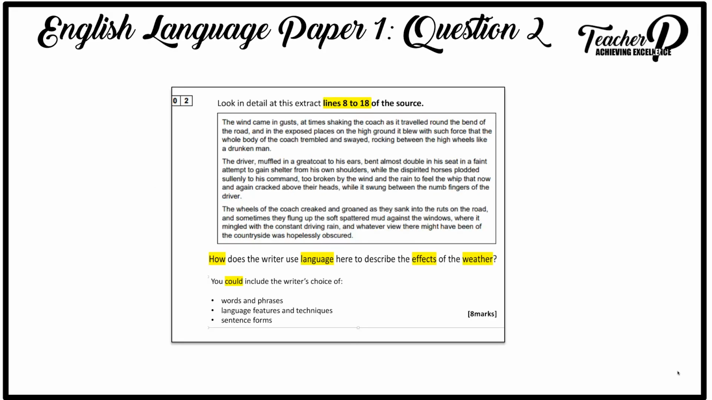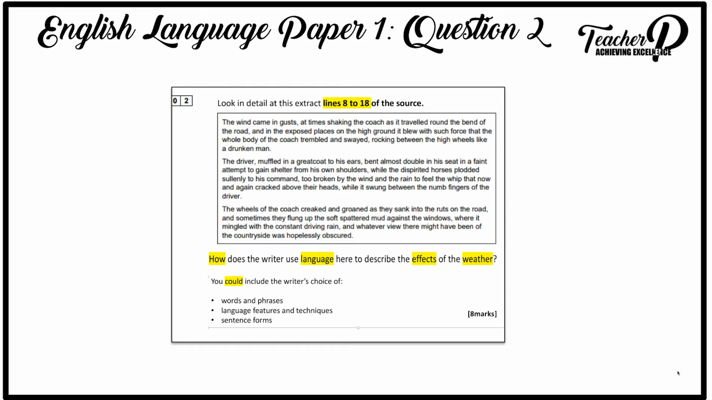Question 2 will test your ability to analyse how writers use language to achieve effects and will look something like this. Look in detail at this extract from lines 8 to 18 of the source. How does the writer use language to describe the effects of the weather? Question 2 directs you to a key section of the extract which is provided within your question paper. The idea here is to help you focus on the features of language. This question makes it clear that you are to focus on language analysis.